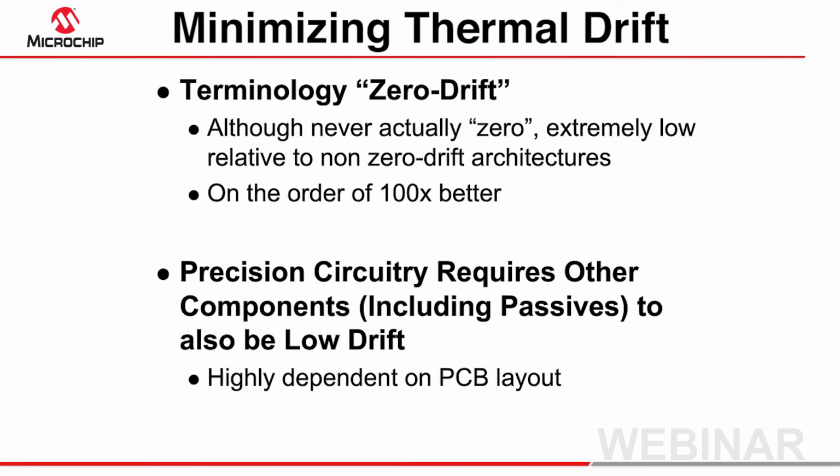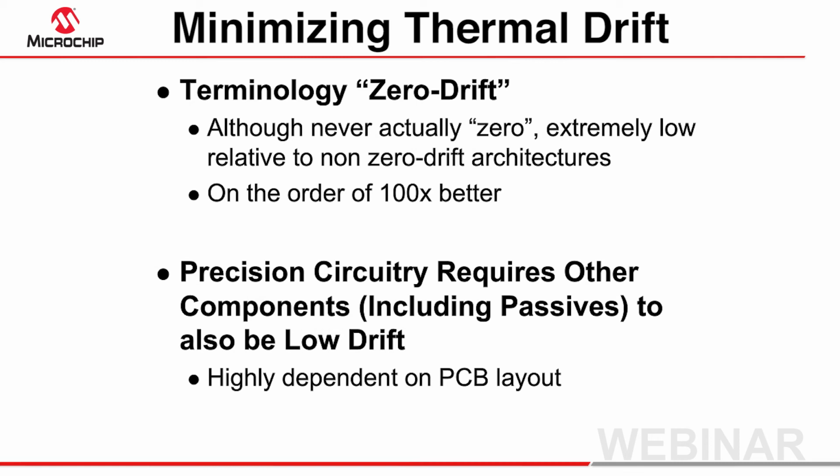What makes drift so problematic is the fact that it cannot be easily accounted for by a one-time calibration, unlike, say, an initial offset error. Since a zero-drift amplifier is continuously correcting for offset voltage error thousands of times every second, the offset drift over both temperature as well as time is very, very low, on the order of tens of nanovolts per degree Celsius, which is orders of magnitude better than an amplifier without this correction circuitry.